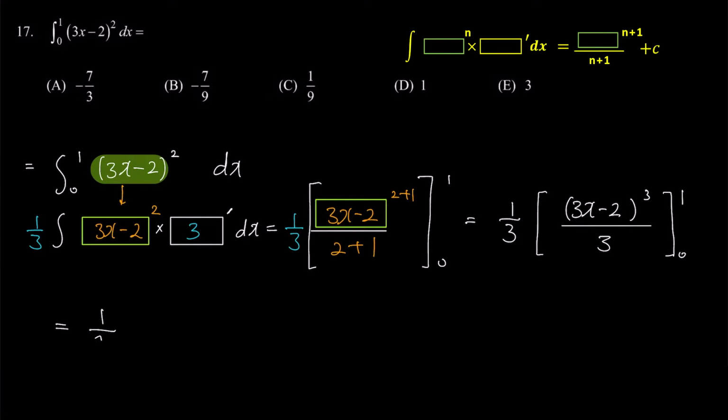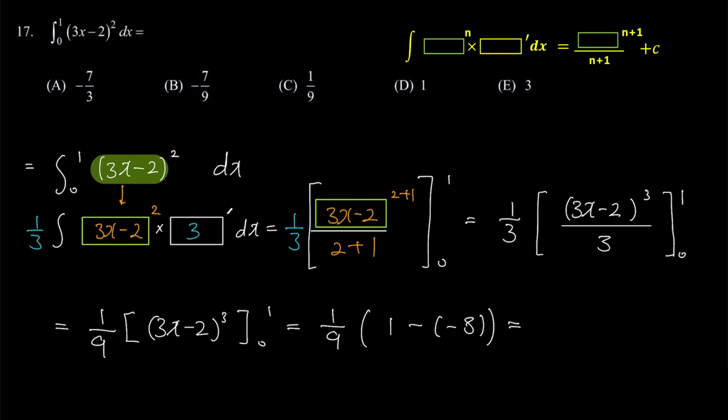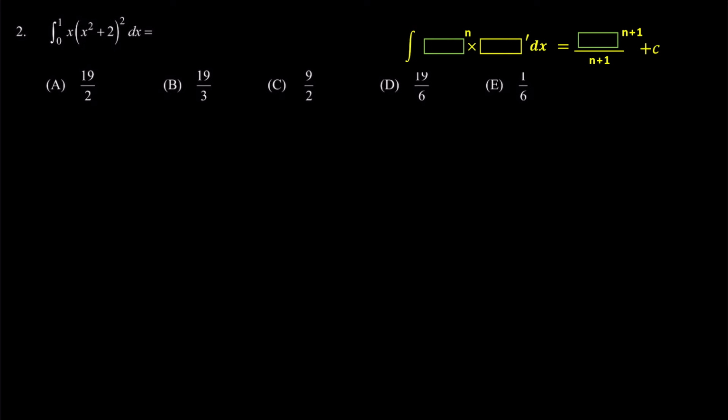The denominator becomes 9 since it is 3 times 3. When you plug in 1, we get 1, and when you plug in 0, we get -8. Add these values and divide it by 9, which gives us a neat answer of 1. Therefore, the answer is D. This problem is also straightforward.